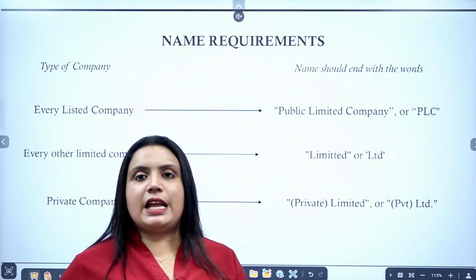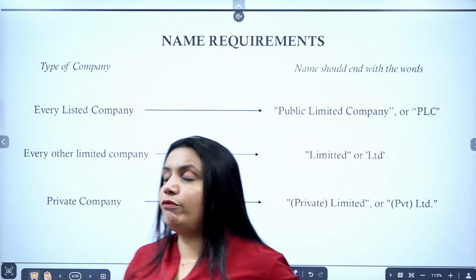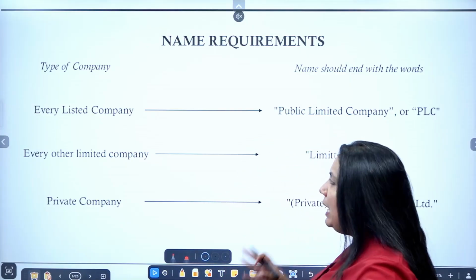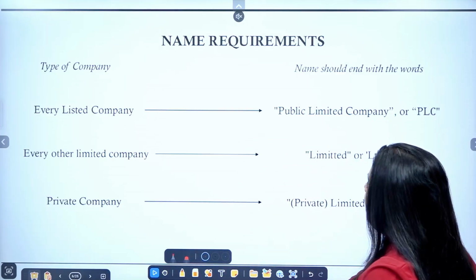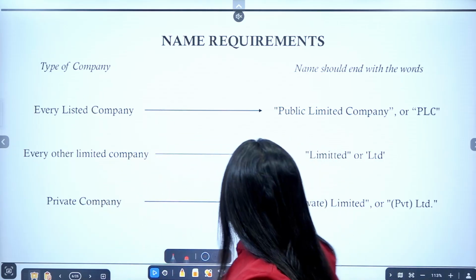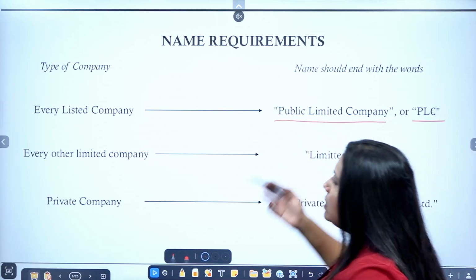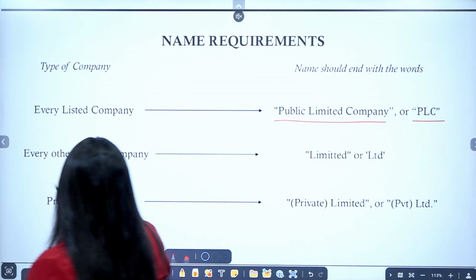I told you with regard to naming a company, there are some specific requirements that you have to adhere to. Depending on the type of company, the name will be different, especially if it's a listed company. If it's a listed company, the name should end with public limited company or PLC. Listed company means that it's a public company.